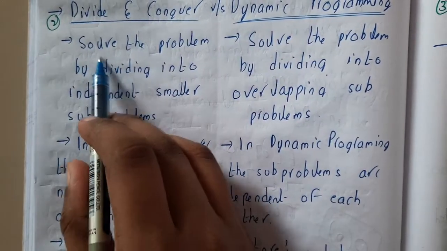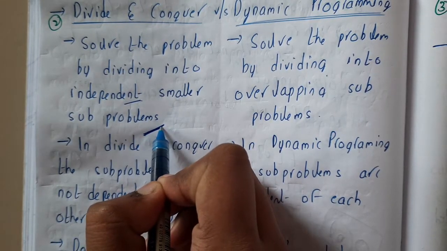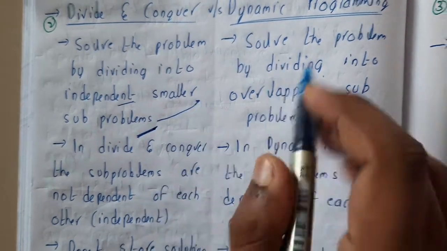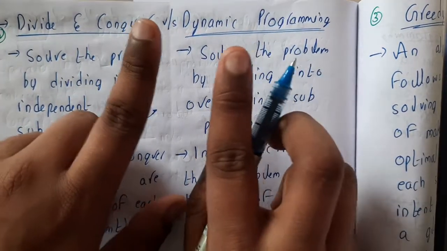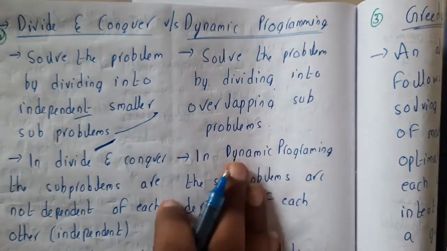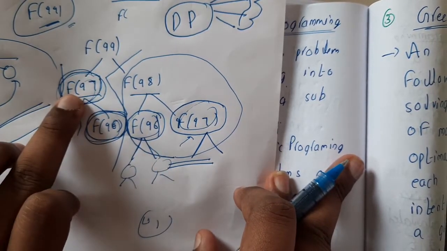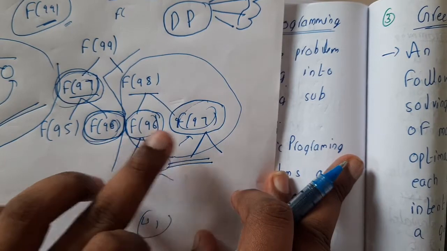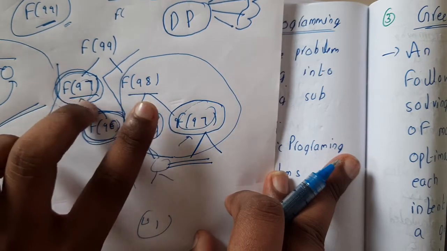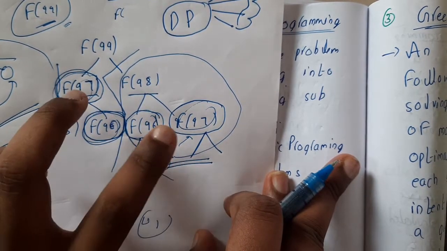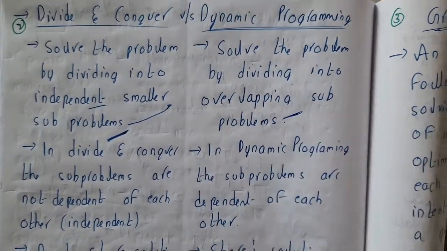Solving a problem by dividing it into independent smaller sub problems is nothing but divide and conquer. Whereas dynamic programming is where you will have some dependency. Like in our example, we taught about Fibonacci. In Fibonacci of 99 we are solving, we need 97 and 98. If you check inside 98, we again have 97. So this is repeated here. If you assume these two are separate sub problems, they are not independent; this is dependent on this. That is the reason we have overlapping sub problems or dependent sub problems.